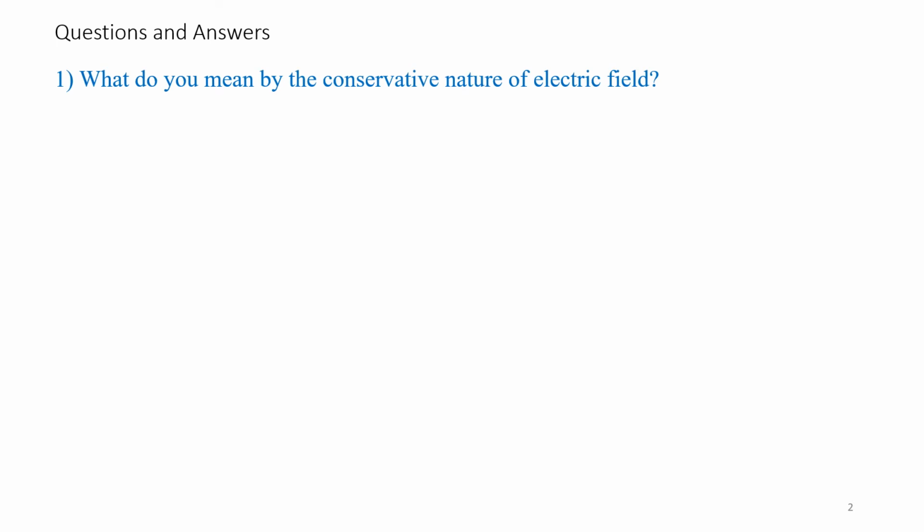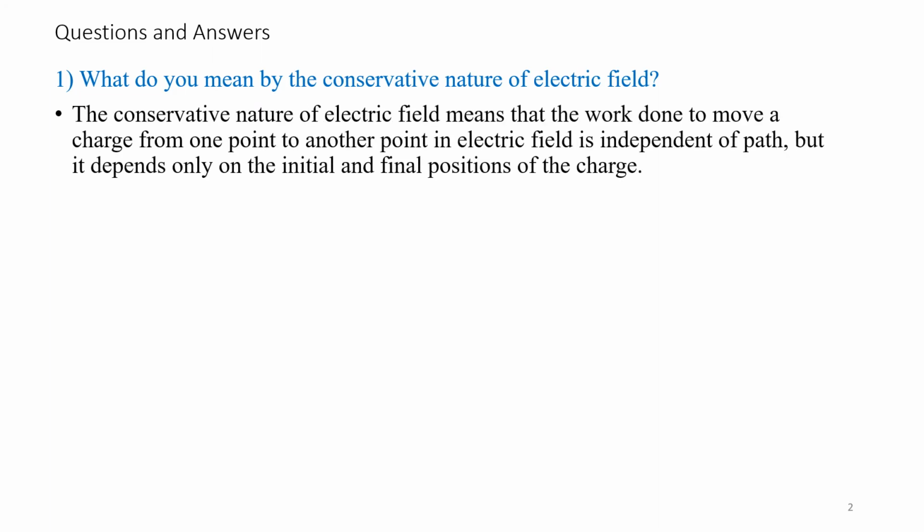Question number 1. What do you mean by conservative nature of electric field? The conservative nature of electric field means that the work done to move a charge from one point to another point in electric field is independent of the path. This you please note down. The work done is independent of the path, but it depends only on the initial and final positions.